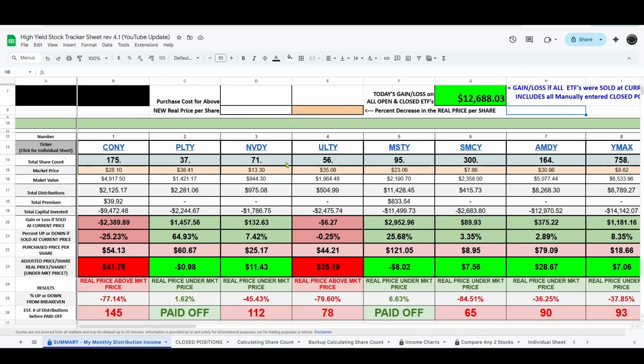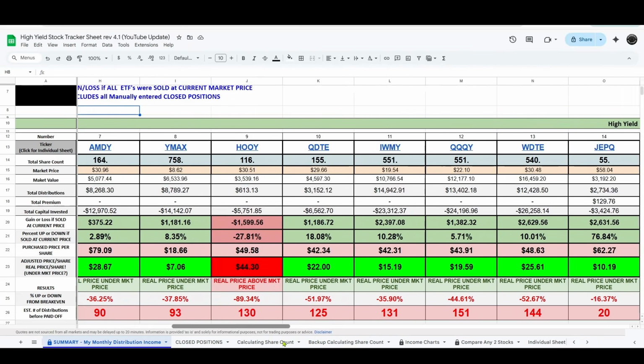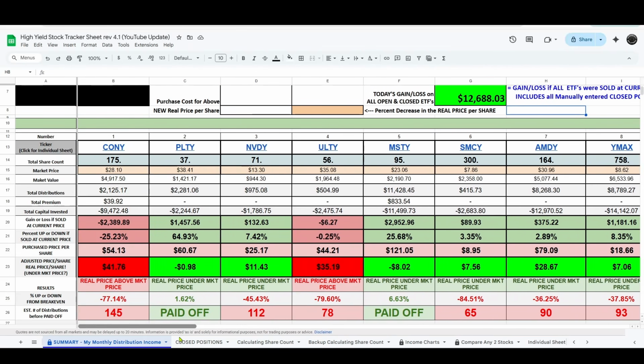And that would be selling all of my high yield ETFs, all 15 of them, from CONY to DIVO, right? So all of these would get sold off at that market price. Then I am looking at making and clearing $12,688.03, not including any taxes, of course. But I'm not selling my high yield ETFs. I'm being patient and I'm just going to ride it on out and wait to see if I can get the rest of these, at least the majority of them, paid off.